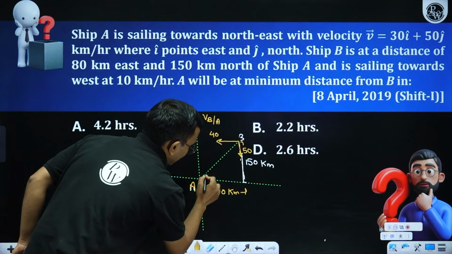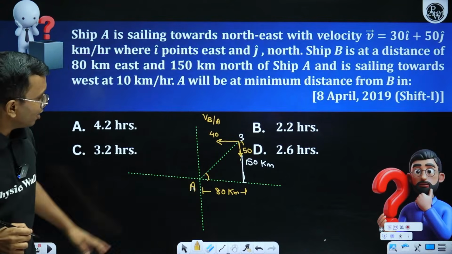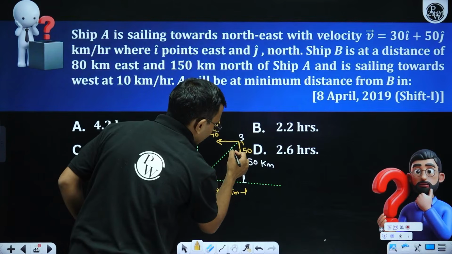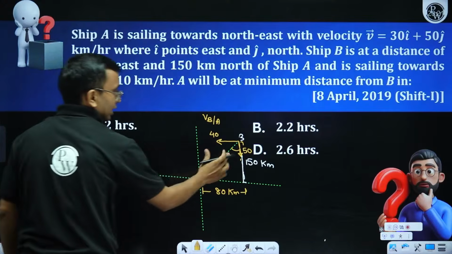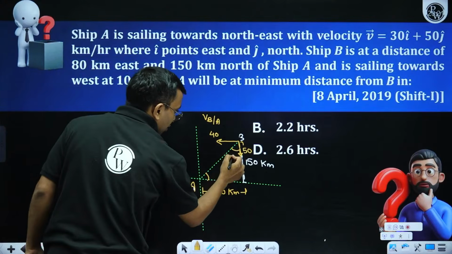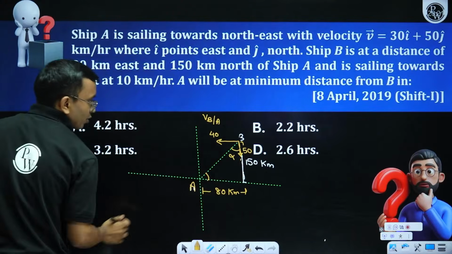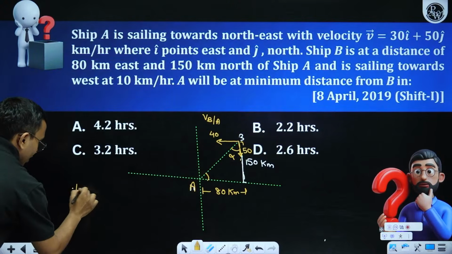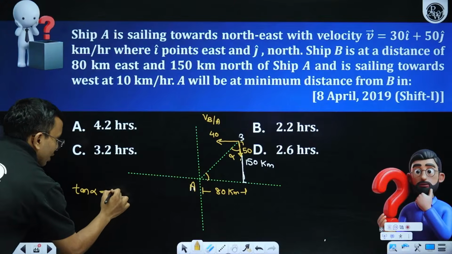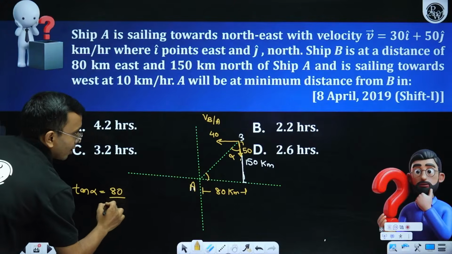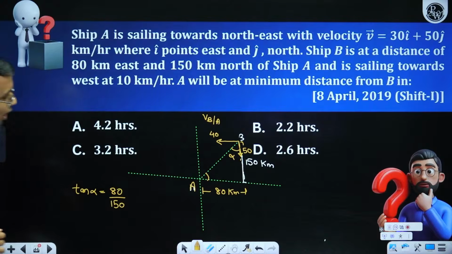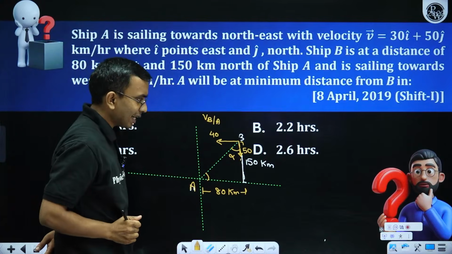How much is this angle? You can take that angle as alpha. Okay, take that angle as alpha. You can say tan alpha is equal to 80 divided by 150. Okay, how will the particle move resultantly?